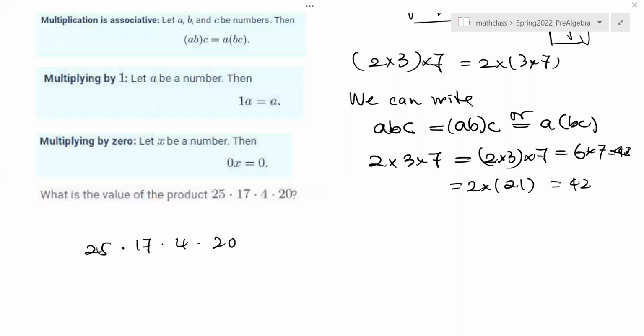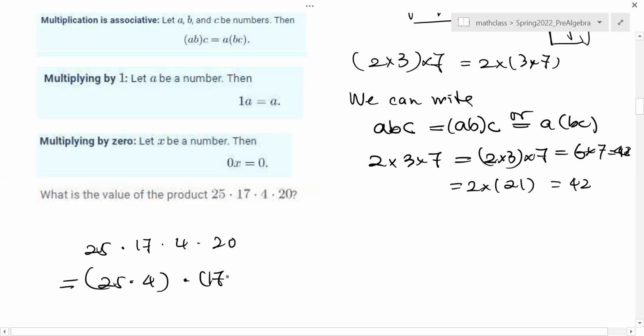So I think you have to regroup it. First of all, you can regroup them: 25 times 4, and then 17 times 20. That's probably the better way to do it. 25 times 4, we know that's 100, and 17 times 20: 17 times 2 is doubled, it's 34, so 340. Then, any number times 100, just add 2 zeros at the end. So then you can do it quickly.